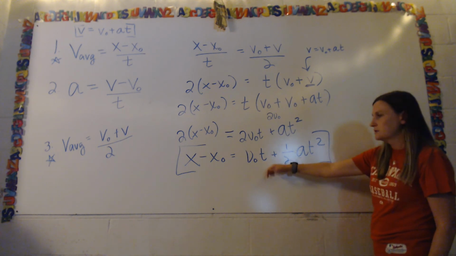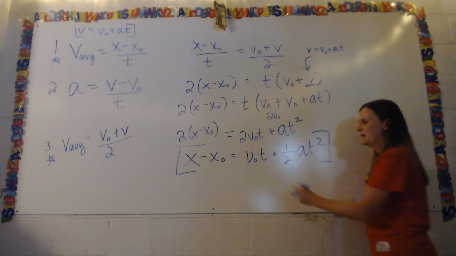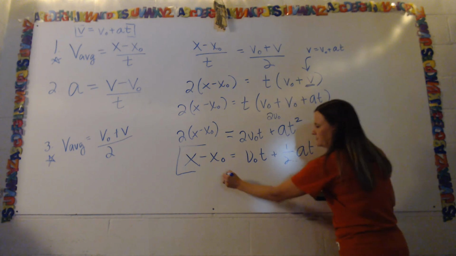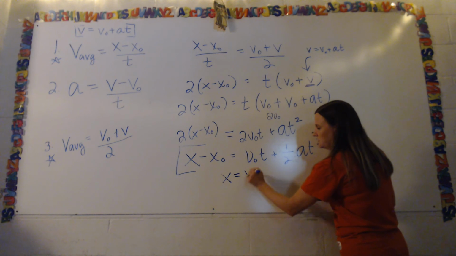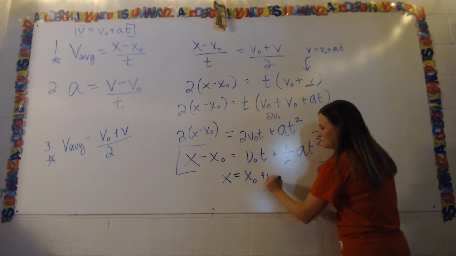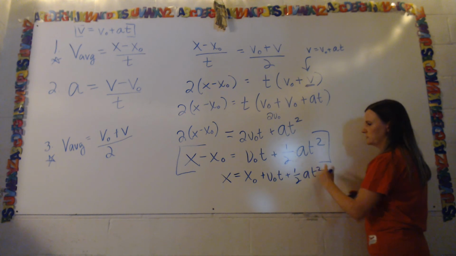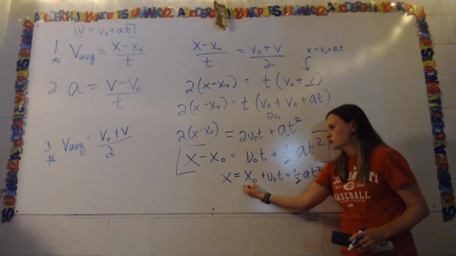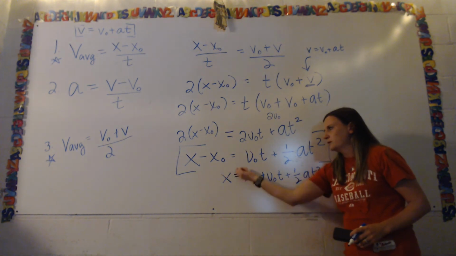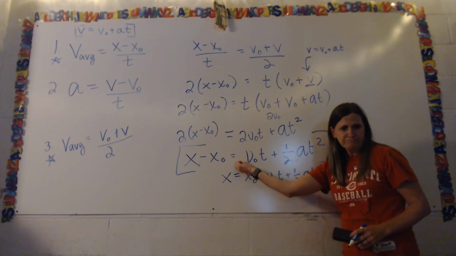FYI, if you see this equation other places, especially in a math class, especially the like 5 of you, I think was the number, whoever's in calculus, sometimes you see it written like this. It's the same equation. They've just taken that initial position and put it over here on the right side of the equation.